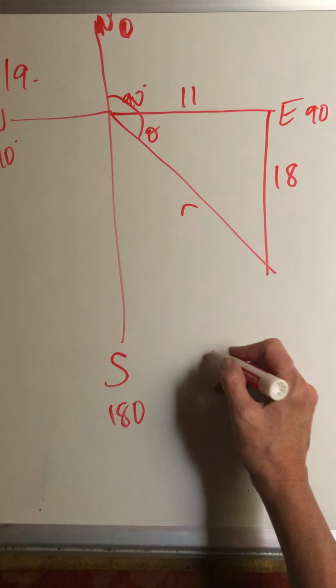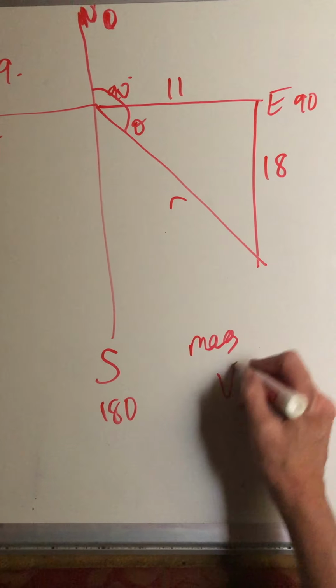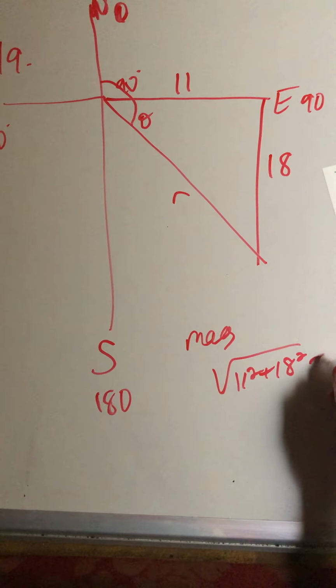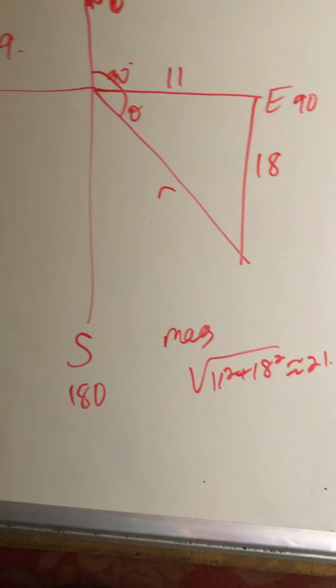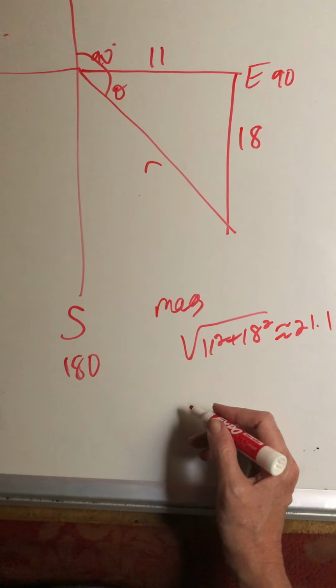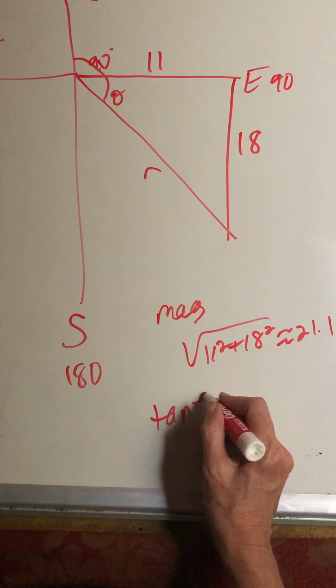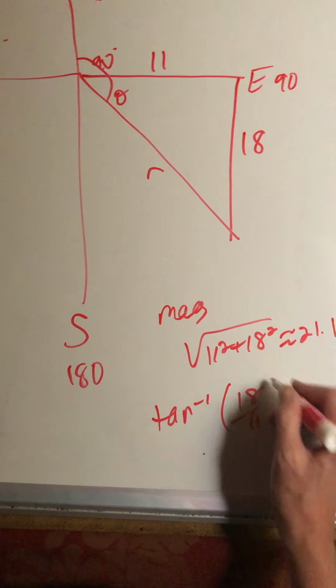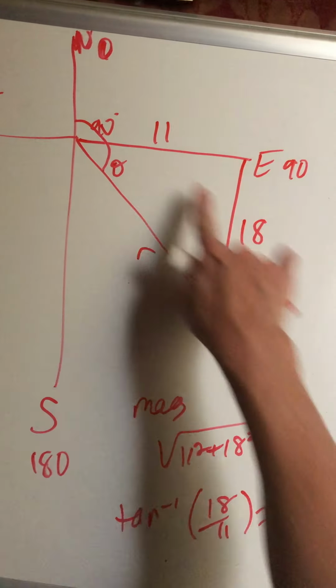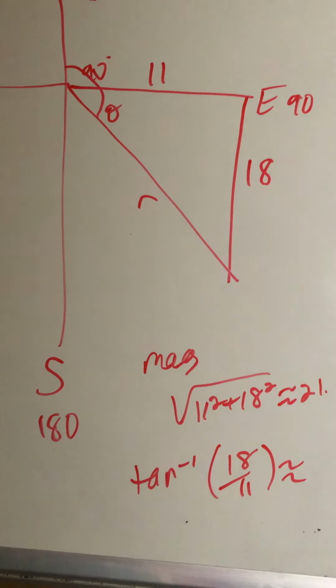So the first thing I want is the magnitude. Magnitude of the wind, that's the square root of 11 squared plus 18 squared, which gives about 21.1, because you're supposed to round it to the nearest tenth. Then the direction of the wind, so I do an inverse tangent of 18 over 11, because I'm finding that angle right there. Inverse tangent, opposite over adjacent.